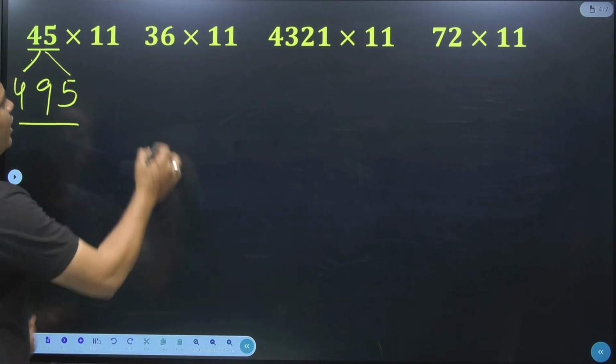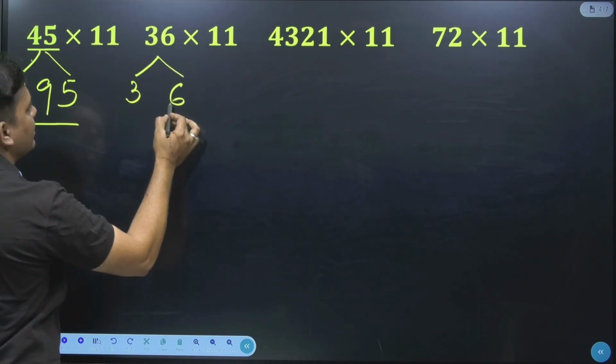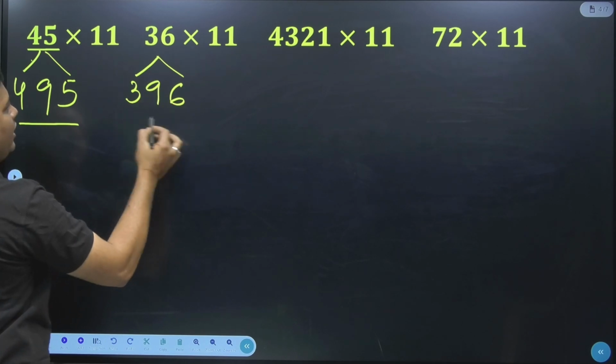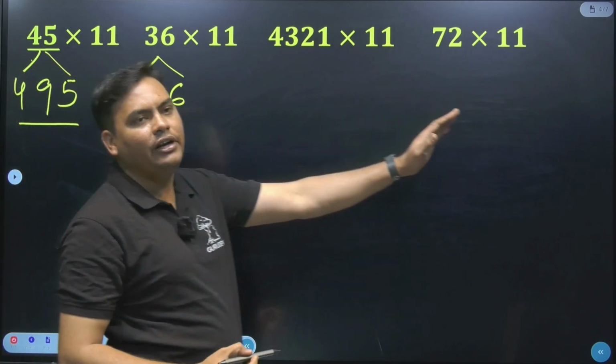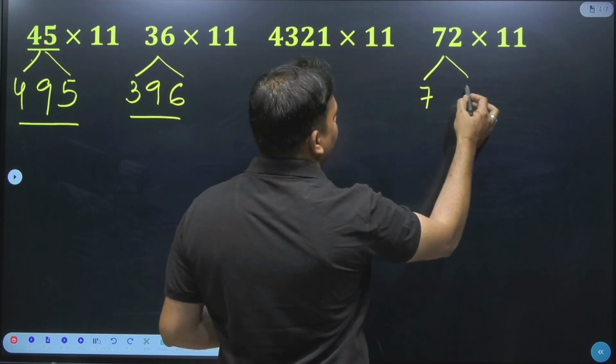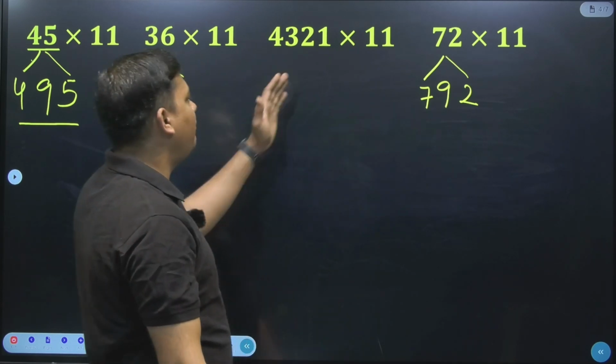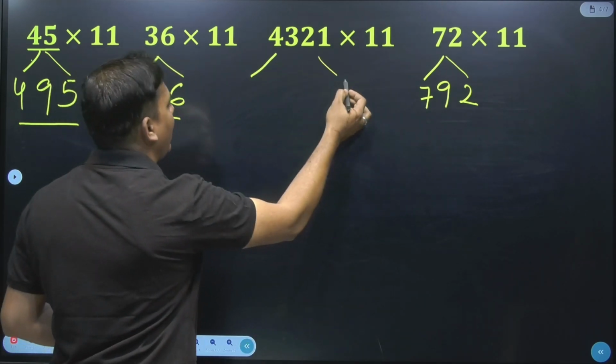In the same way, 36 into 11 means I will write 3 here. I will write 6 here. 3 plus 6 will be 9 here. If I am multiplying 72 into 11, what will I do? Split the numbers here. 7 it is. This is 2. 7 plus 2 will be how much here? 9 here.